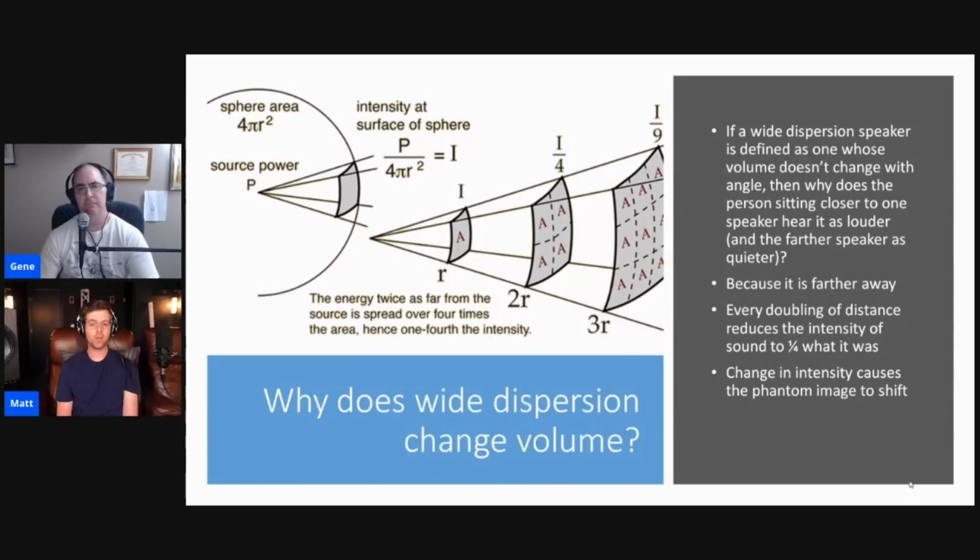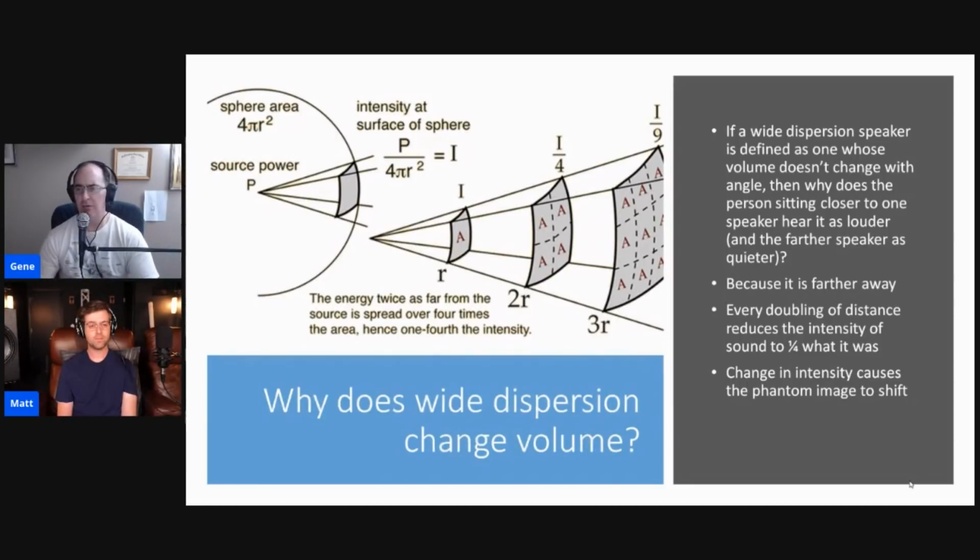So, why does wide dispersion change volume? Well, if a wide dispersion speaker is defined as one whose volume doesn't change with angle, in other words, the response is consistent in level and frequency response at every angle, then why does the person sitting closer to one speaker hear it as louder and the farther speaker quieter? And that's because it's farther away. So when you're farther away, it must get quieter. Every doubling of distance reduces the intensity of sound to 1/4 of what it was, and this change in intensity causes the phantom image to shift with you. Mm-hmm.